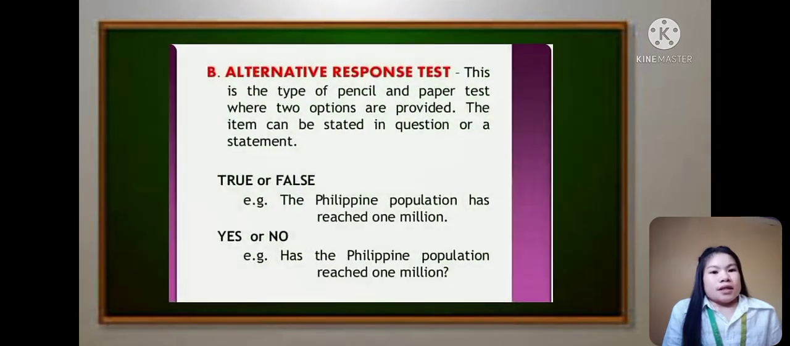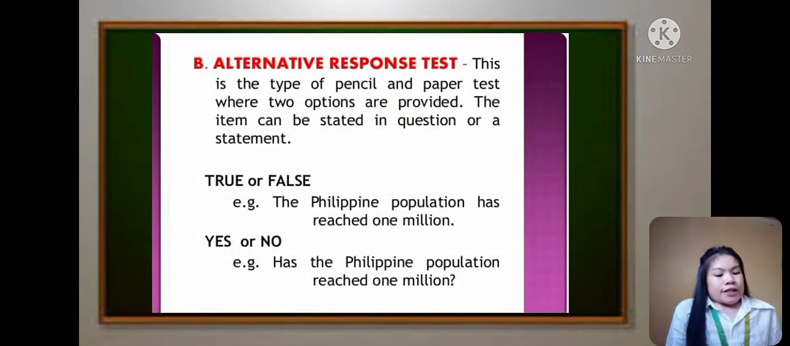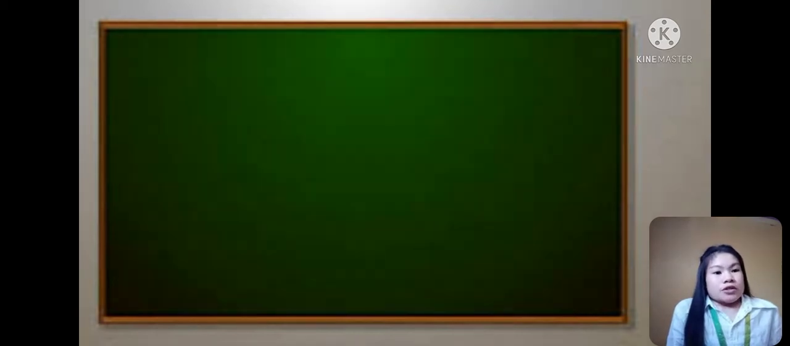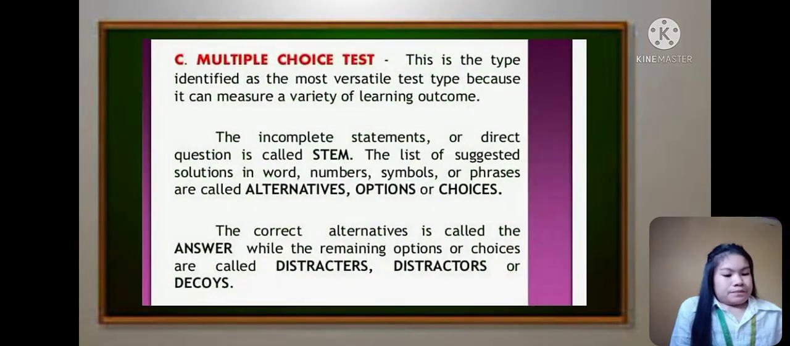Another one is the alternative response test. This is the type of pencil and paper test where two options are provided. The item can be stated in a question or statement. And here is an example of it. True or false? The Philippine population has reached 1 million.